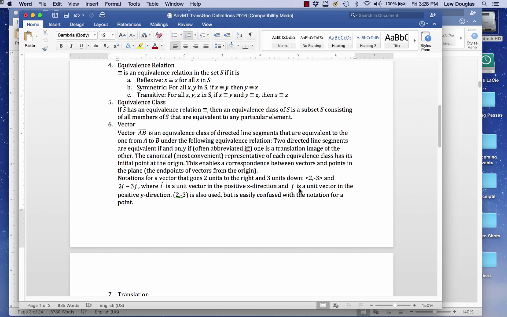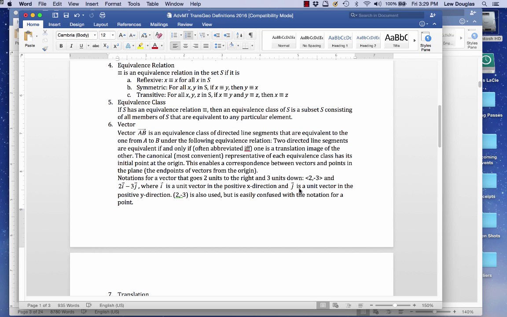Notations for a vector that goes 2 to the right and 3 down, for example, is one way to think of a vector, the rectangular way. So one notation is a less than and a greater than sign, sort of, except instead of parentheses, 2 comma negative 3. Another is 2i minus 3j, where i is a unit vector in the positive x direction and j is a unit vector in the positive y direction. I did that a lot, actually, when I was teaching. We used that. So twice a vector means you scale it. You multiply its length by 2, but you keep its direction the same.